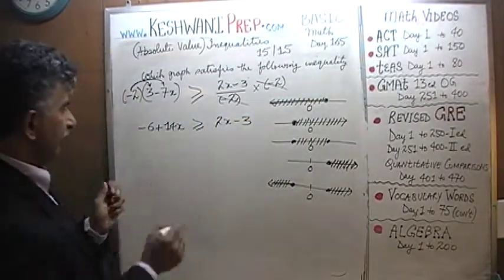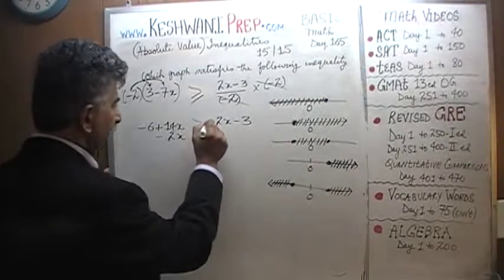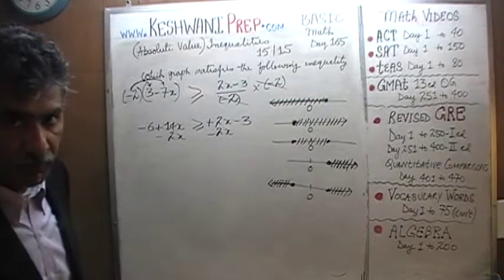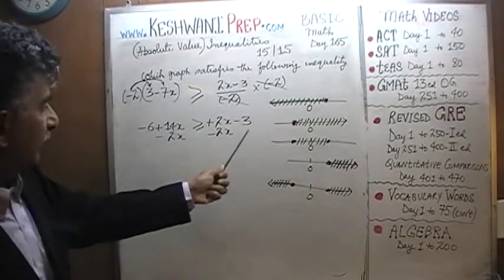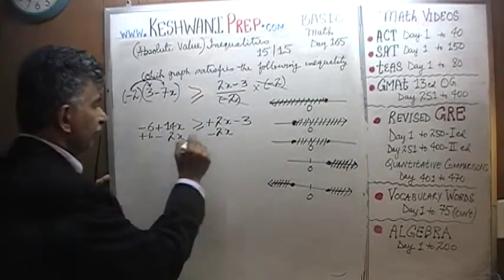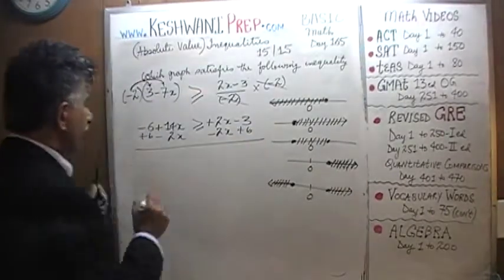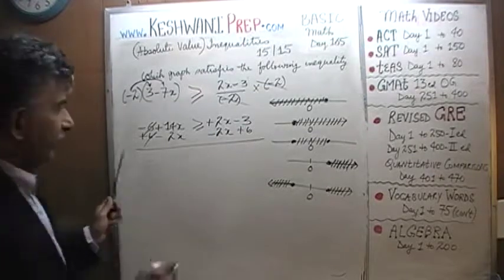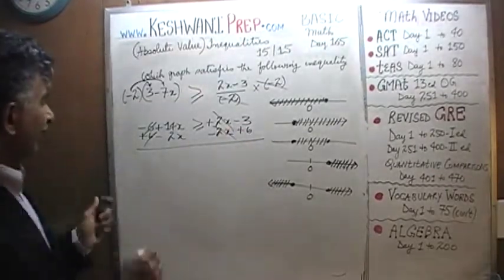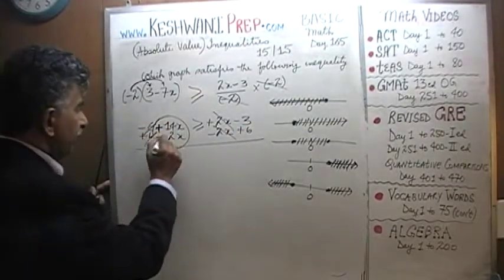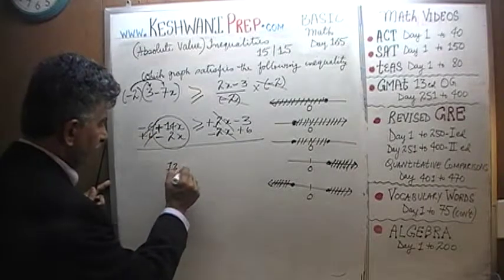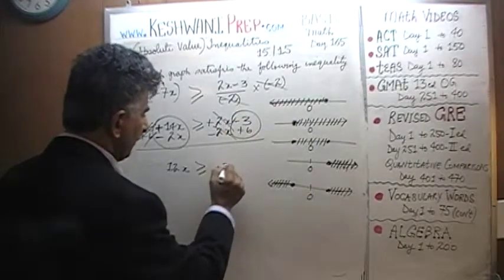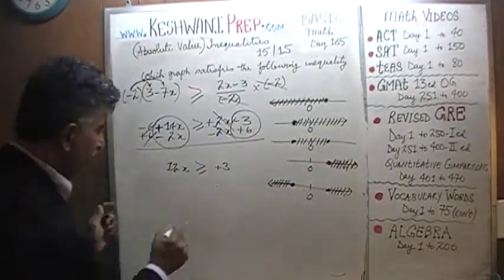Let's bring the 2x to this side. Subtract 2x from both sides of the inequality. We need to bring the 6 to the other side. Let's add 6 to both sides. Now negative 6 and positive 6 are going to kill each other. Positive 2x and negative 2x are going to kill each other. We're left with positive 14 and a negative 2. That gives us positive 12x has to be greater than or equal to negative 3 and a positive 6, which is going to be positive 3. Divide both sides by 12.